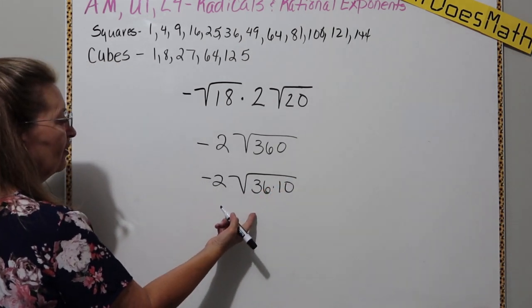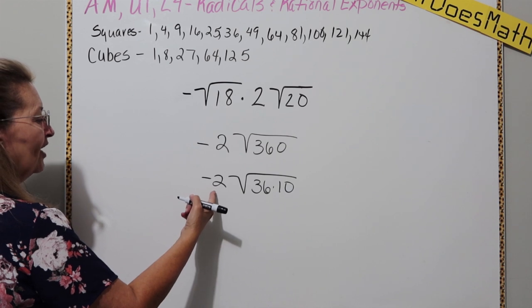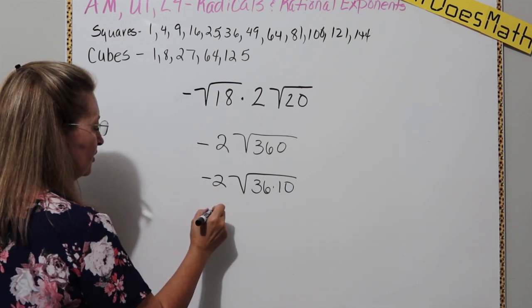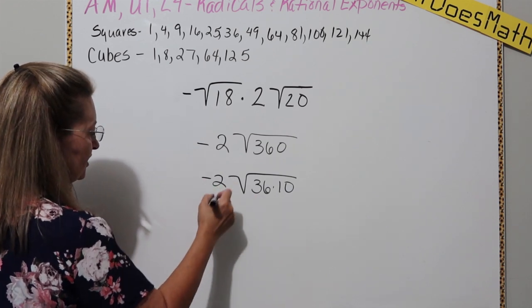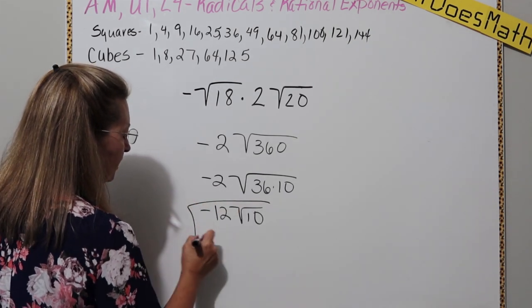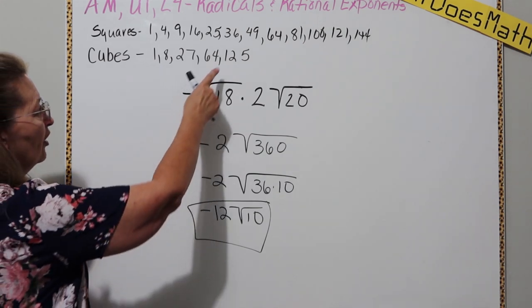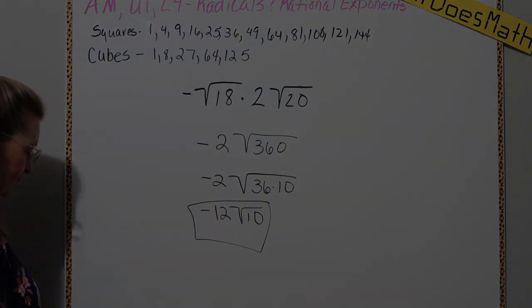Now what's the square root of 36? 6. Pull it out and it's going to multiply times the number that's already out here. So you have negative 6 times 2 is negative 12, square root of 10. Check your radicand. Be sure that it is lowest terms, that there's not a perfect square that will go into it.